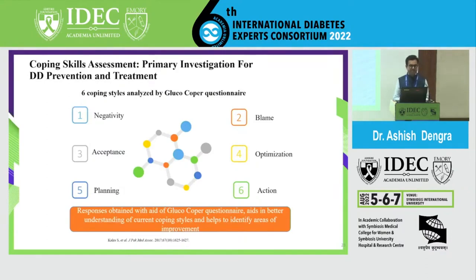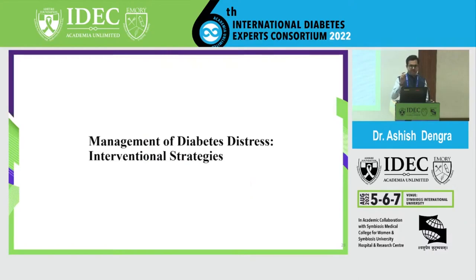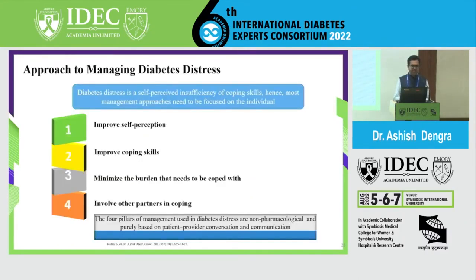So coping skills assessments are usually the primary investigation for DD prevention and treatment. There are 6 styles analyzed by the coping questionnaire: negativity, acceptance, blame, optimization, planning, and action. All these you have to screen in your patients, that how the coping styles are there, and the management strategies are very important to improve the self-perception, to improve the coping skills, minimize the burden that needs to be coped with, involve other partners in coping.